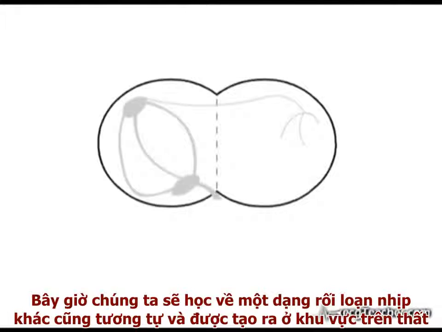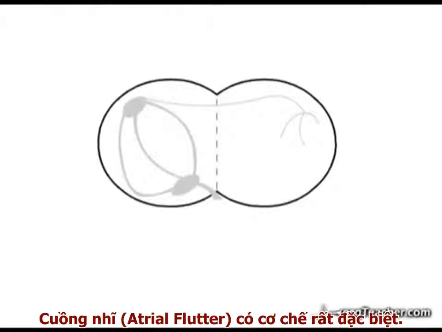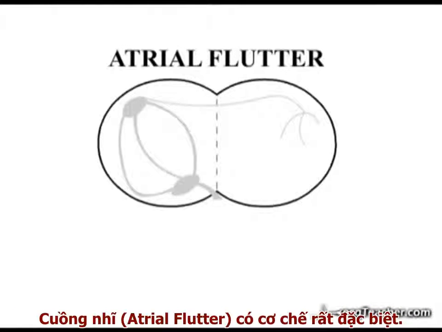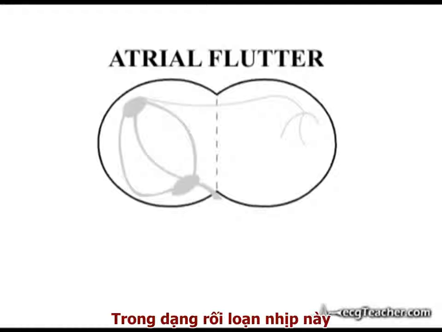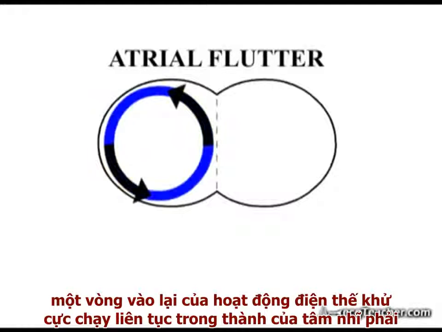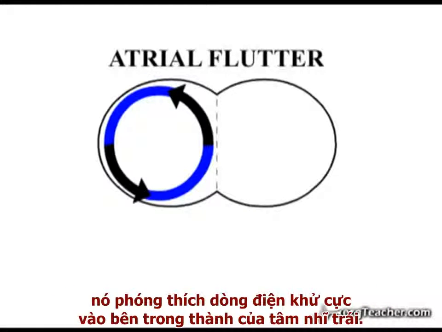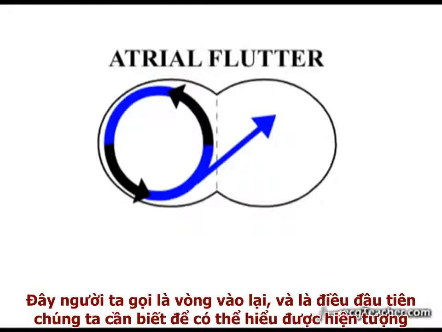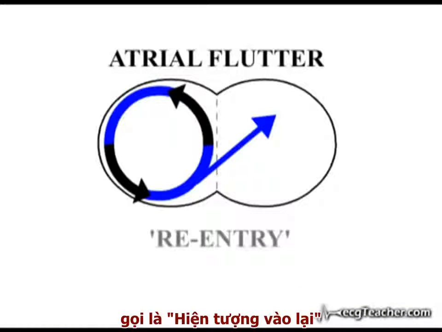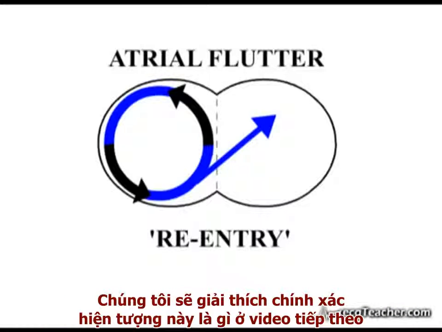We will now study a related arrhythmia generated in the supraventricular region. Atrial flutter arises by a very specific mechanism. In this arrhythmia, a loop of depolarizing activity circulates constantly within the walls of a diseased right atrium, discharging depolarizing current into the left atrium. This is a re-entrant loop and is our first encounter with the phenomenon of re-entry. We will explain exactly what this means in the next videos.